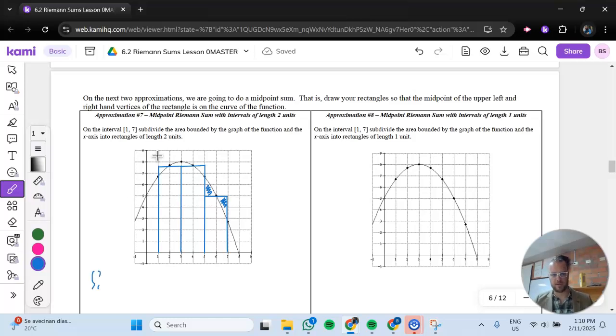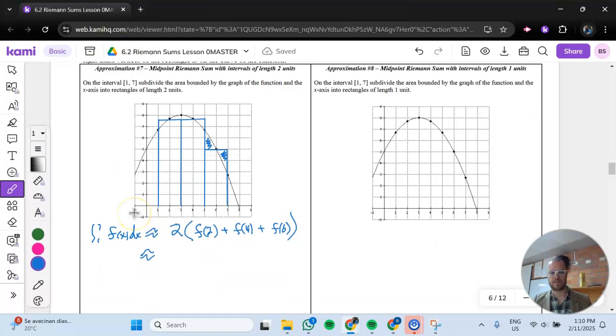And so our integral from 1 to 7 of f(x) dx can now be written as 2 for our width times f(2), because that's the midpoint, plus f(4) for the middle midpoint, and f(6) for this midpoint on the last one. So then you're going to put all those into your calculator. This is our most accurate one yet in many ways, and we've got 40.667.